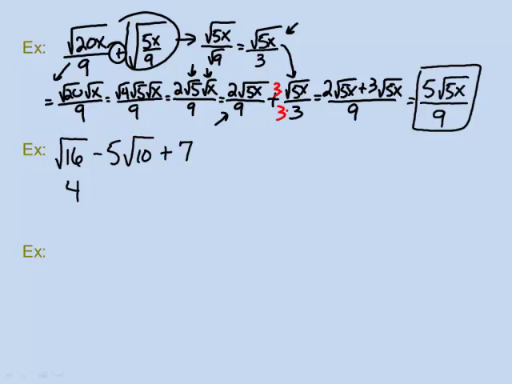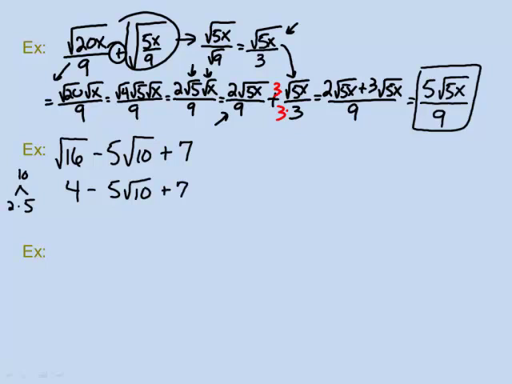Square root of 10, although you can break 10 down, 10 is 2 times 5, but neither of those factors appear twice. So the square root of 10 is in simplest radical form, so there's nothing we can do with this second term. 5 square roots of 10 is simplest form. And then, of course, we have this plus 7.